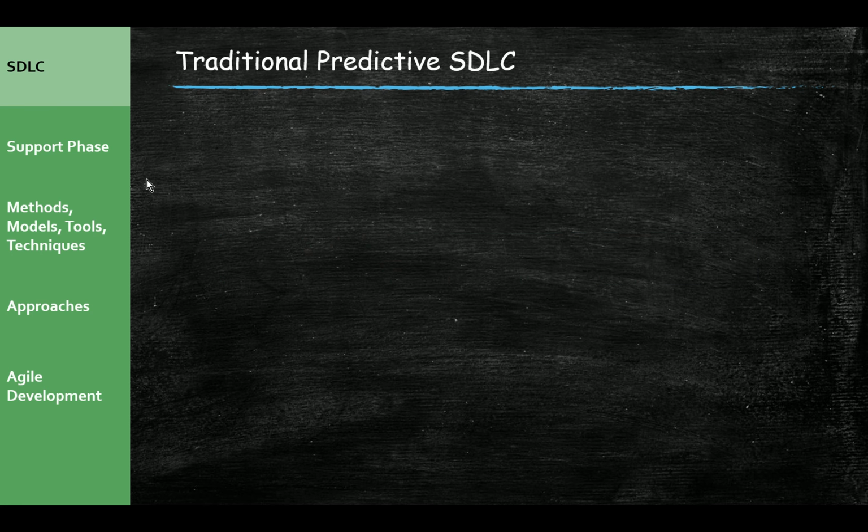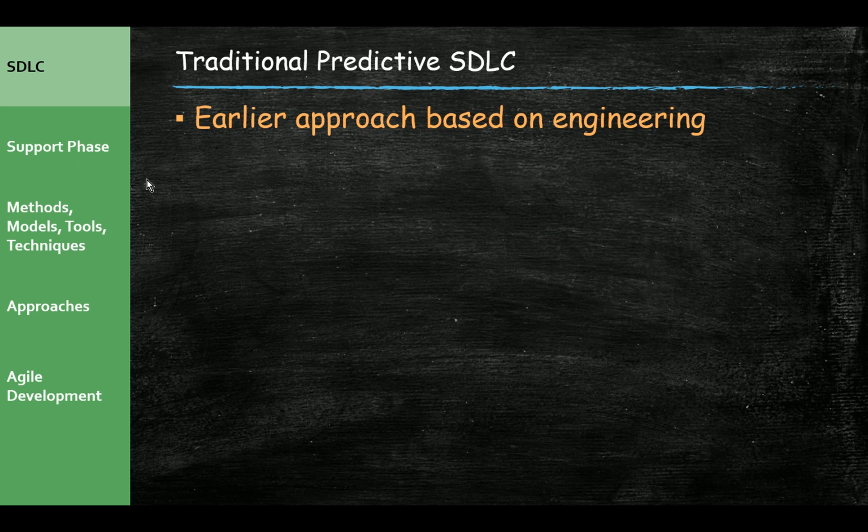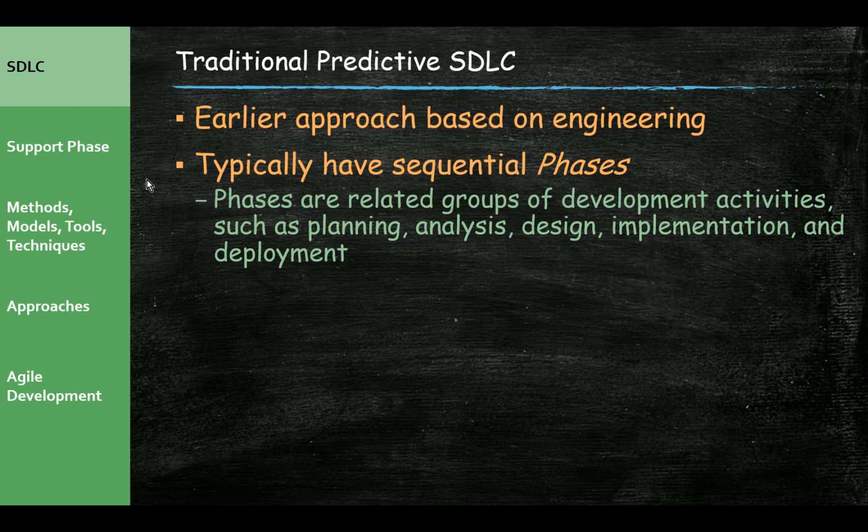So a traditional predictive SDLC, or software development lifecycle, was an earlier approach. It's based on engineering, just like all the other engineering disciplines, where we can't build a house until we have it designed, and so forth and so on. You typically have sequential phases. The phases are related groups of development activities, such as planning, analysis, design, implementation, and deployment. Each one of those would be its own phase.